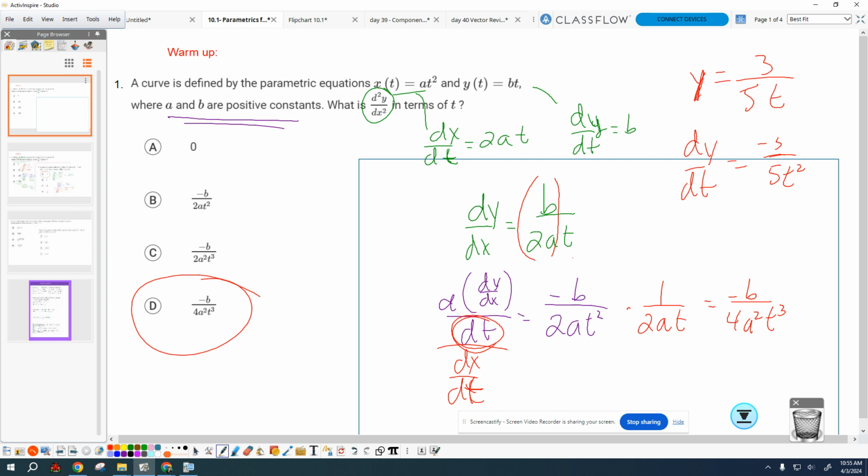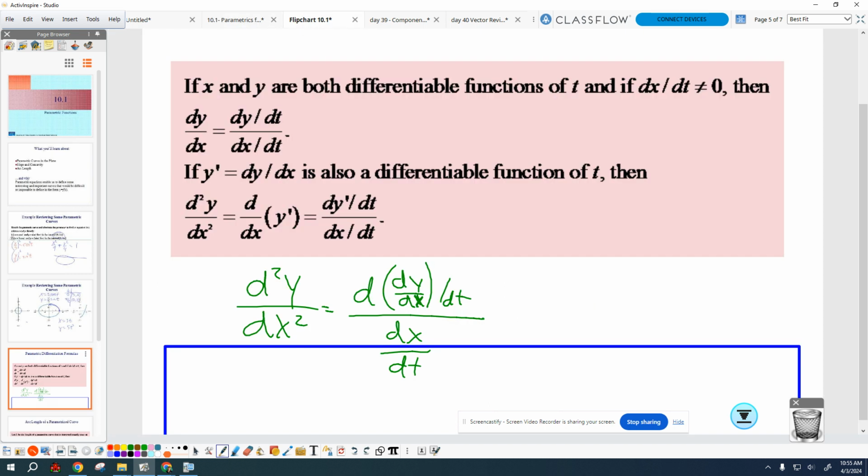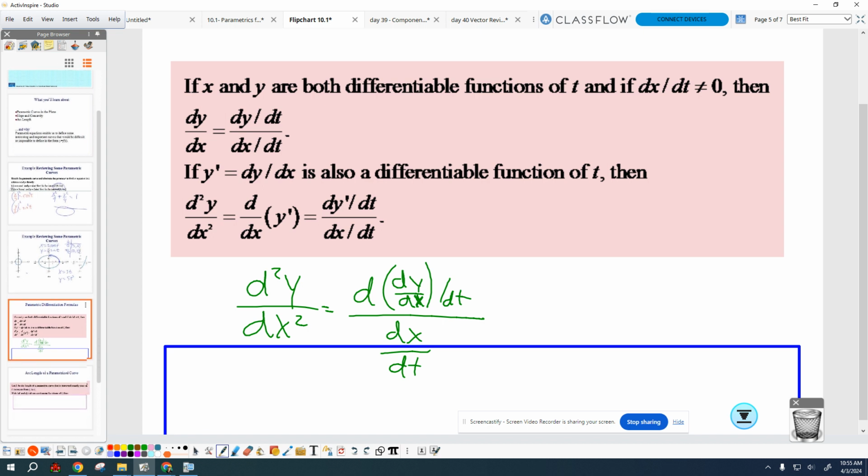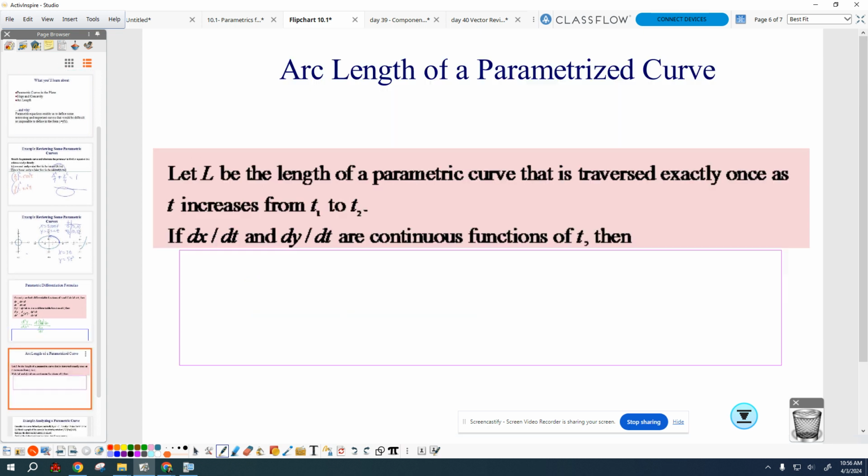So that was the double derivative. The point of the homework tonight, please do it, I will check, is that you practice it. There is one more concept we need to do today, and that's finding the length of a curve.